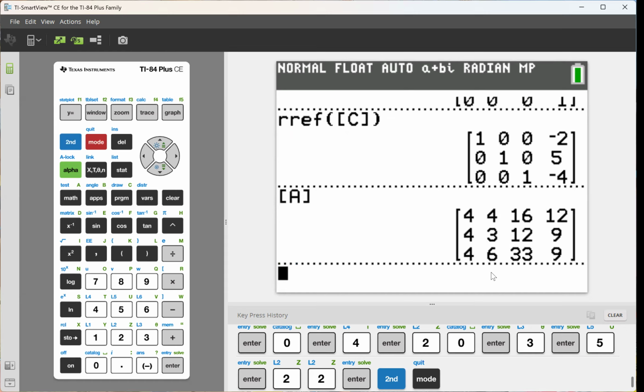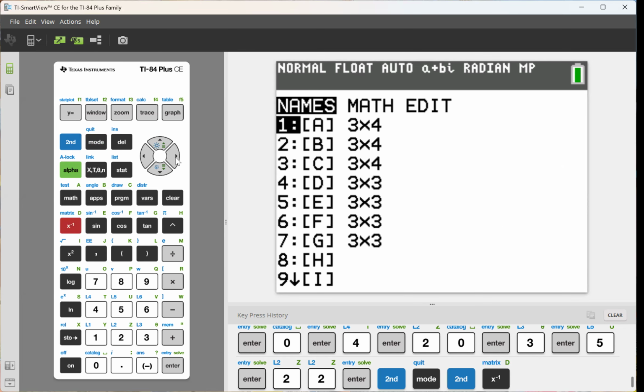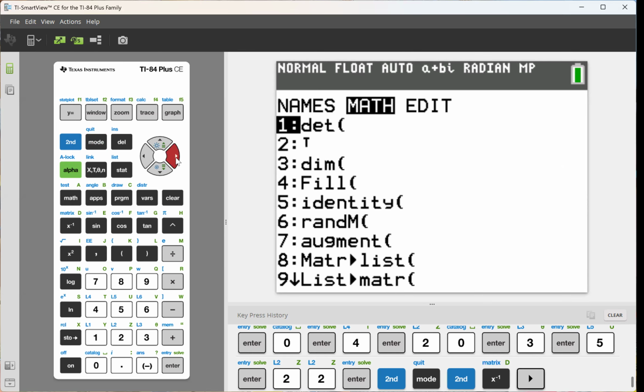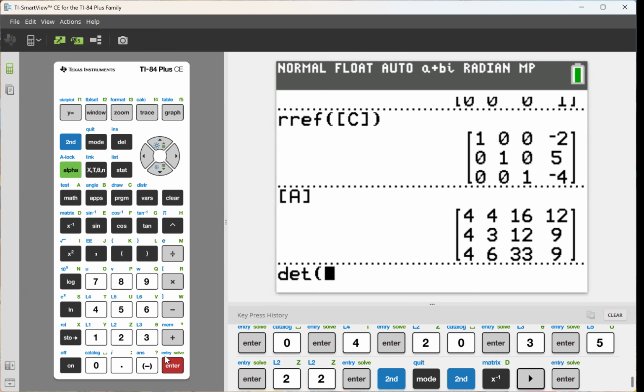Now we're going to go find all the determinants. So we're going to go back into our matrix menu. And we're going to go over to math. And number 1 is determinant. DET open parentheses. We're going to find the determinant of all 4 of those matrices. So I hit enter. That brings the DET back to my home screen, and then I tell it what matrix I want to find the determinant of.